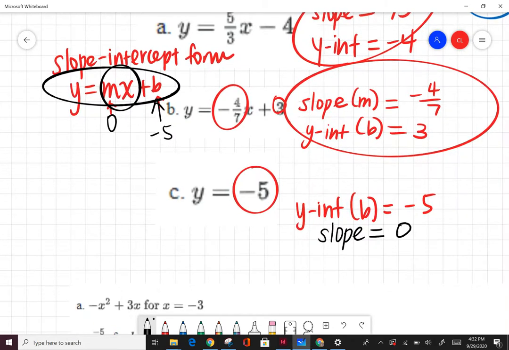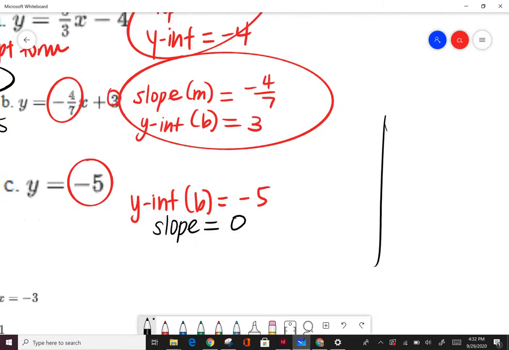That means if I were to graph that, here's what it would look like. So my starting point is at -5, so I go down 5. And since my slope is 0, it's going to be a flat horizontal line.